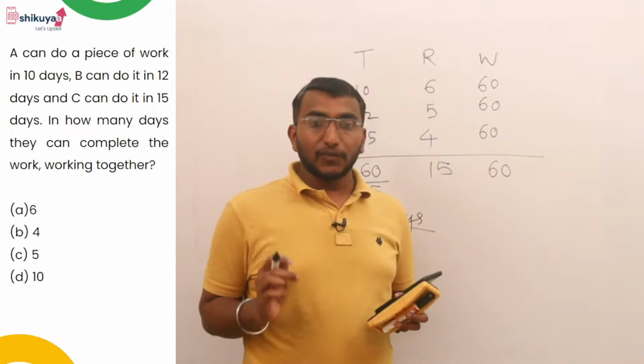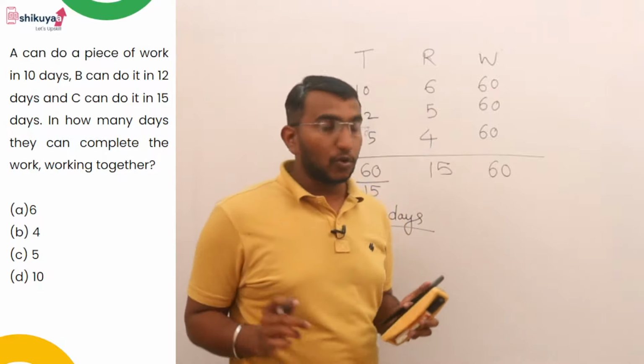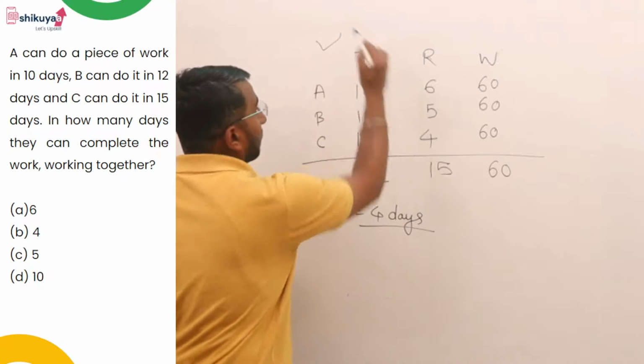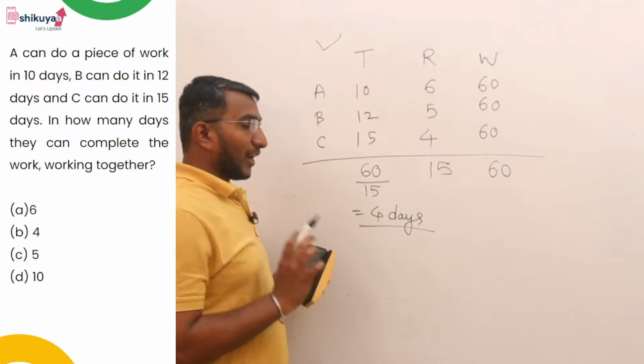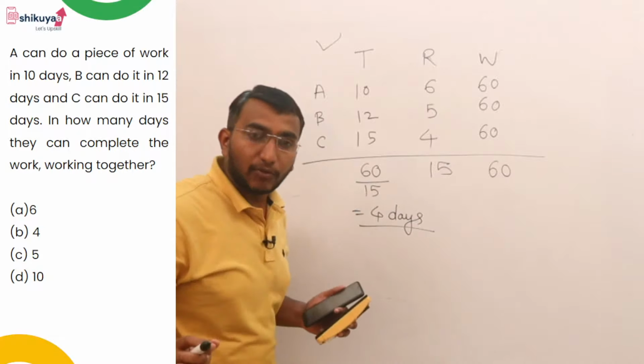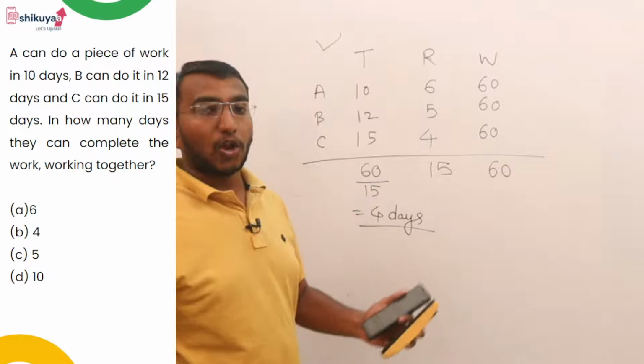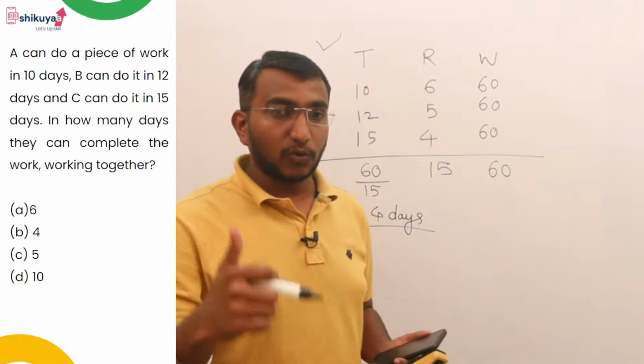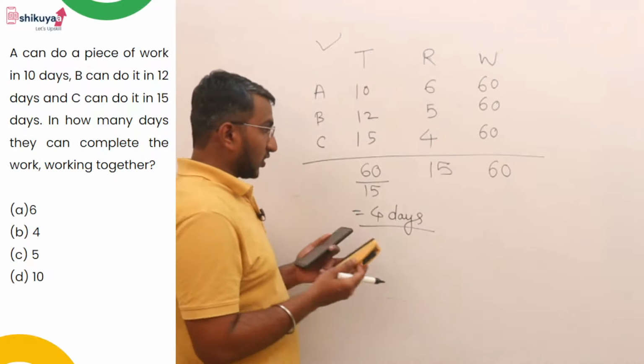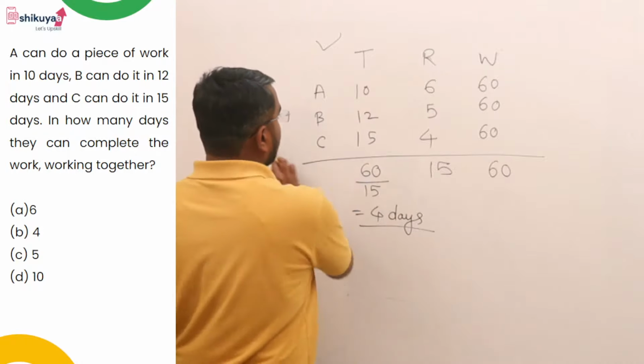The only thing which you have to do very carefully over here is to form this table. Once you are able to form this table very accurately, very precisely, you are all set to solve the examples of time, rate, work. So let's go ahead with the next example.